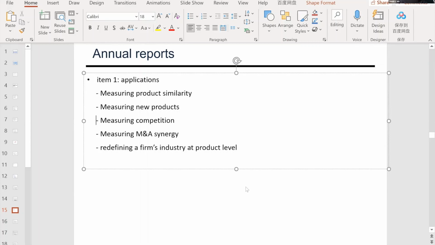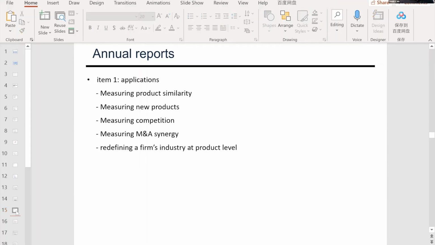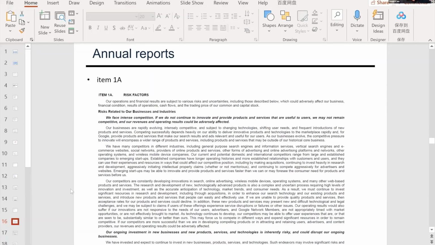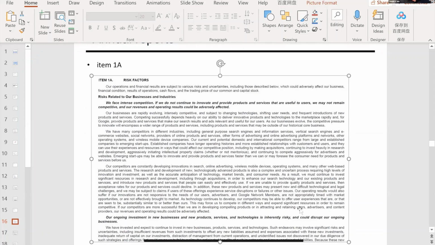Okay, so this is item 1. Let's keep moving. Let's move into item 1A. So think about new applications of this. Let's look at item 1A, the risk factors. Like I said, the risk factors will disclose risk events that have already happened or risk events managers believe will happen in the future. So both ex post and ex ante.